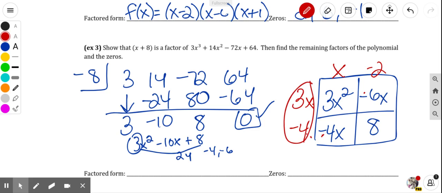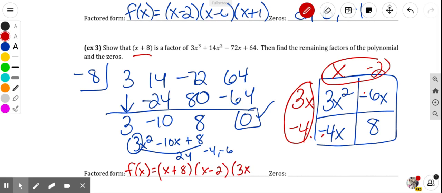So then these become binomials. So watch when we write out our factored form. We have f of x equals, then we have the original one, x plus 8, x minus 2, and then 3x minus 4. Now you may be wondering, how do I write a 0 for 3x minus 4? Well, first let's list the other two. We have -8 and we have 2.